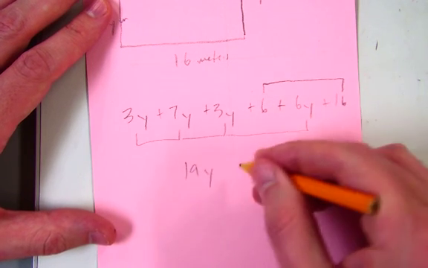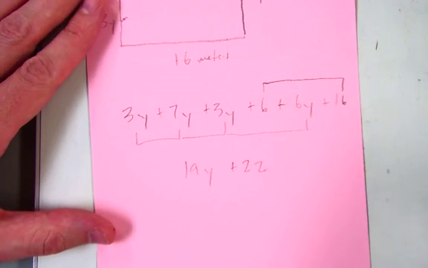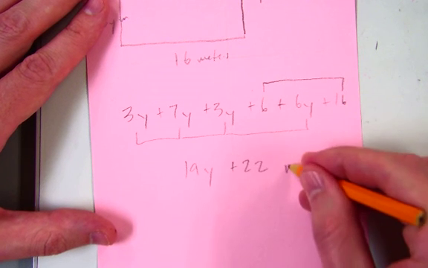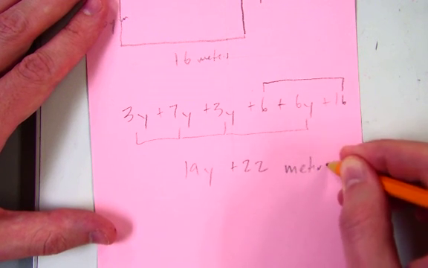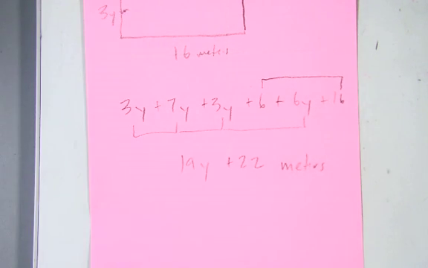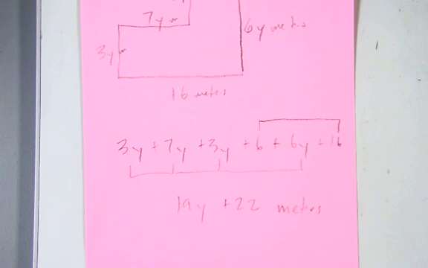Okay, and then 6 and 16. We add those up and we get 22, and it's in meters because all we're doing is adding up all the sides, and so we're done, right? So when you have these terms, if they're like, you can combine them. If they're not like, you can't when we're doing this perimeter, so really pay attention to that in problems like this.